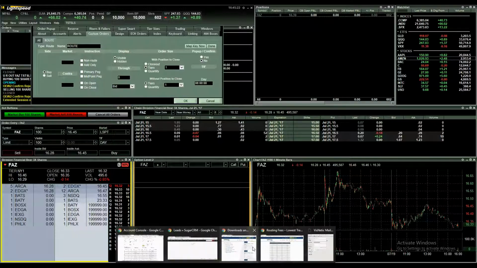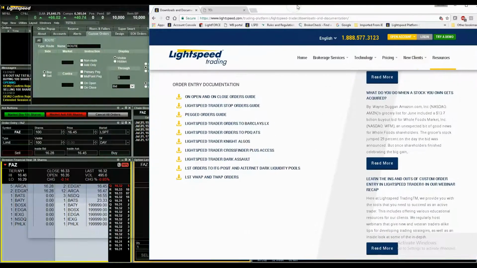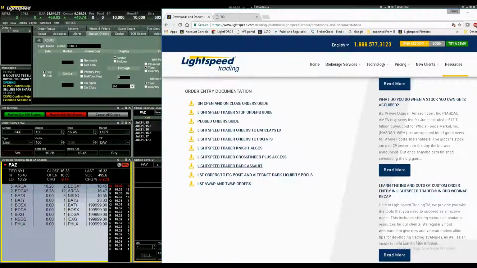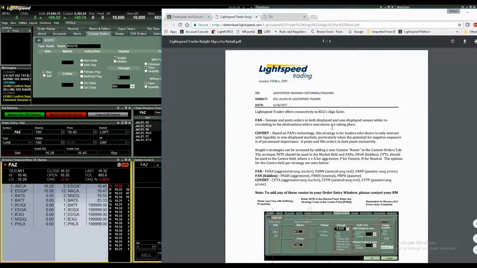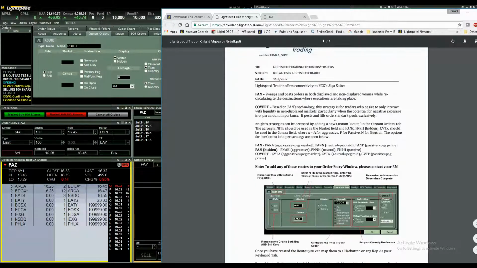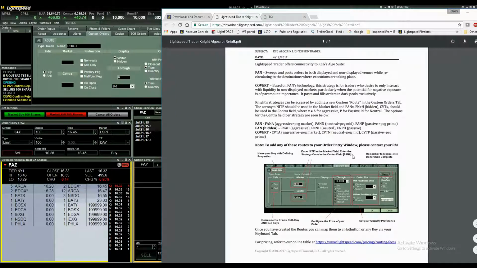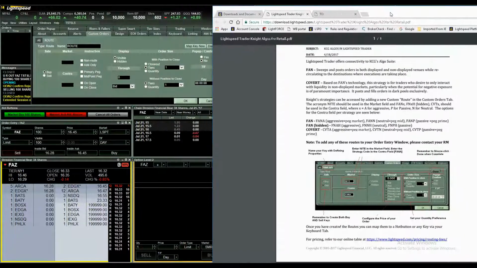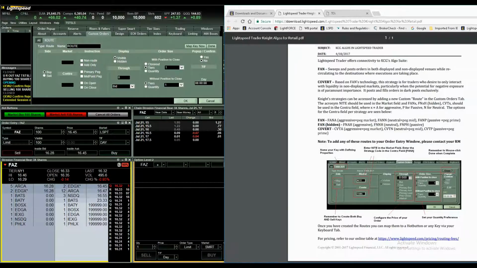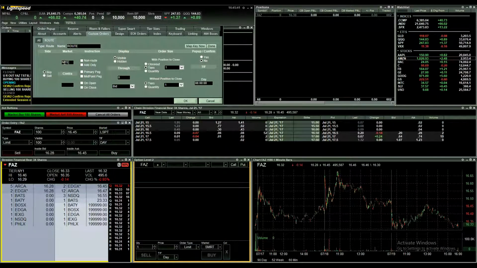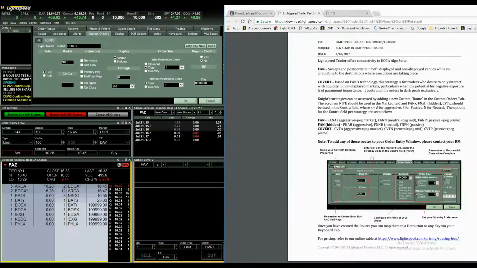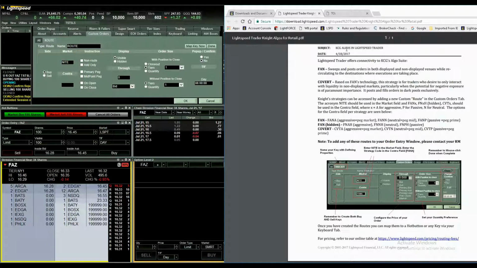And we do have those guides available. So if we just take one here, we'll say the night route here. What you would do here is, you would choose a market destination, which would be night, and then you would select which one of these actual algos you're looking to do.